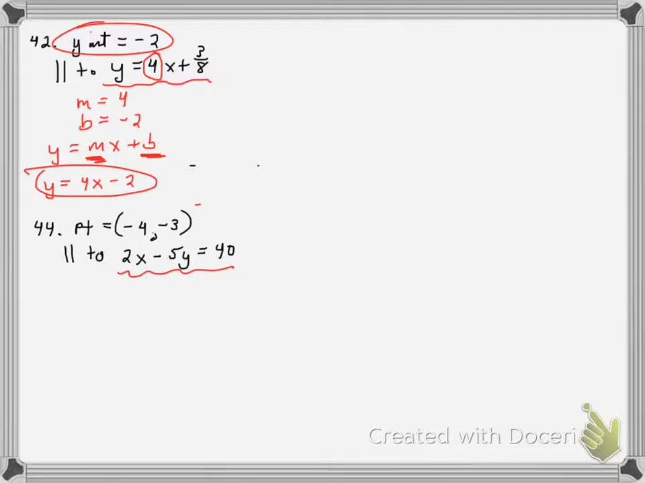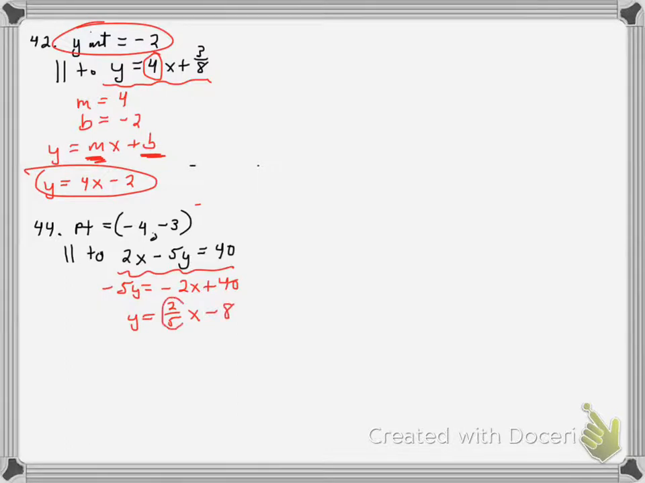So I'm going to put this in a different format. I'm going to solve for y so I can read off my slope. Negative 5y equals, take this 2x to the other side by subtracting, negative 2x plus 40, divide by negative 5. Negative divided by negative is positive 2/5 x. Positive divided by negative is negative. 40 divided by 5 is 8.